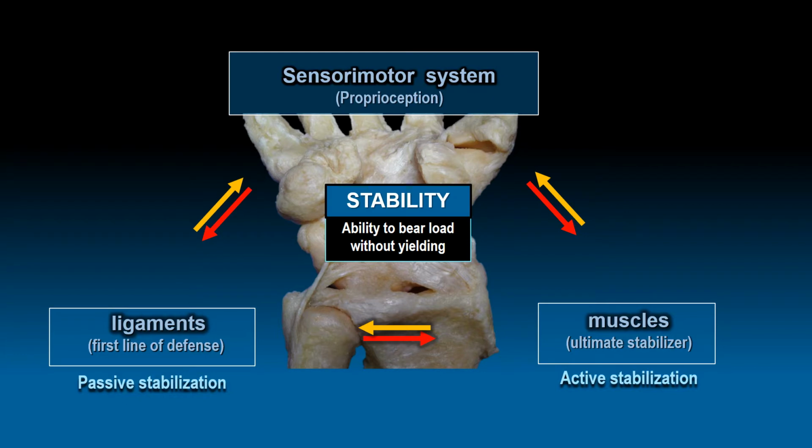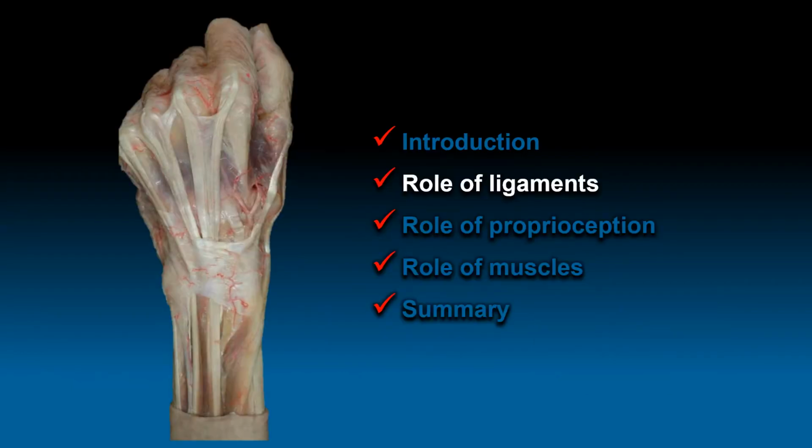Yes, we need ligaments and muscles, but we also need close coordination by the sensory motor system, a specialized group of neural elements that use the proprioceptive information provided by the joint to control stability. But let's start from the beginning. What is the real role of ligaments in wrist stabilization?